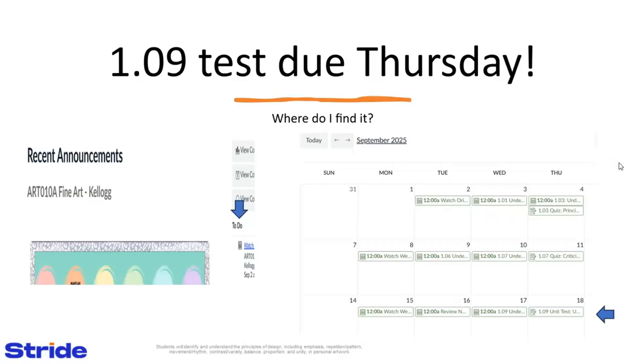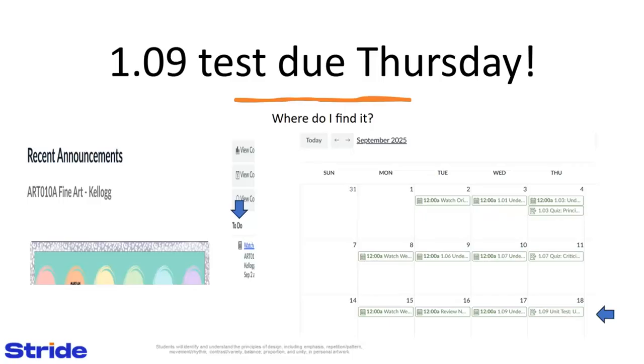You have your first test due on Thursday. It is the 1.09 test. So where do you find it? If you go to the home page of the art website, art class, and then click over here on to do, you should see right under to do 1.09 test due this week. When you click on that, it'll take you to the calendar. You can come over here and you can click on the unit test from right here and take it.